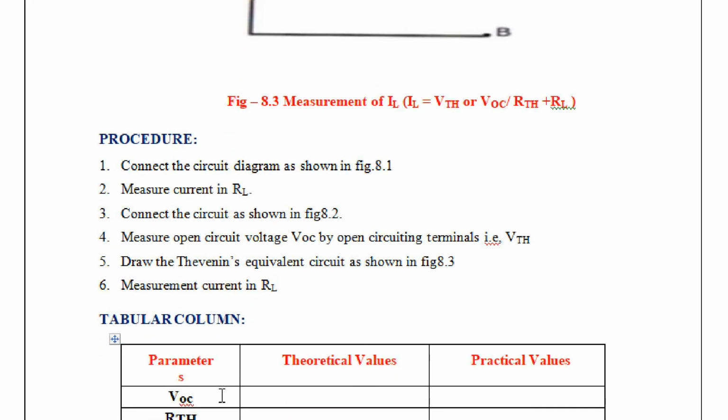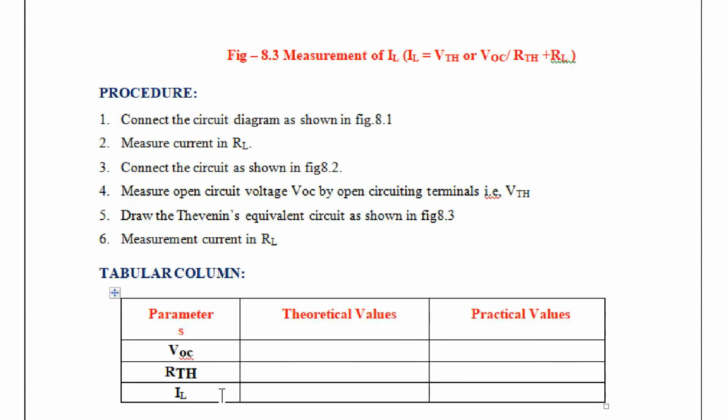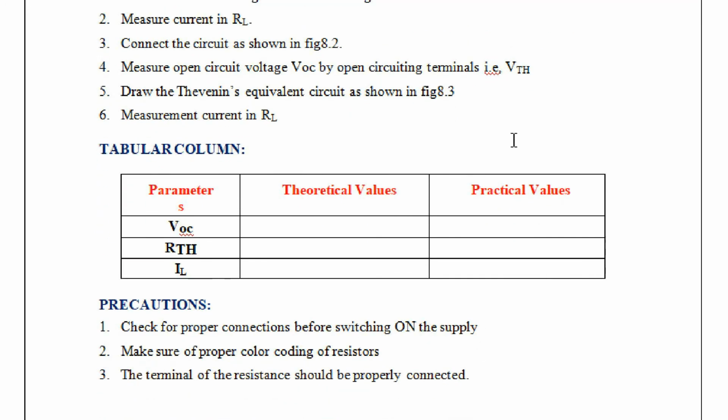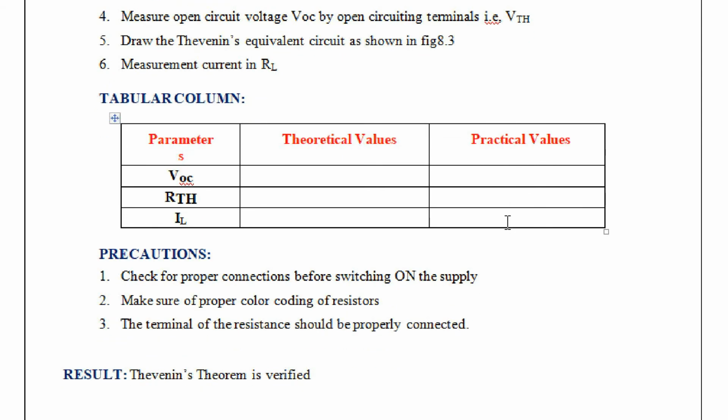The tabular column below shows the parameters VOC, that is your open circuit voltage, RTH, Thevenin's resistance, and IL, the load current. Here we need to fill in the theoretical values and practical values. After doing the experiment, let us fill the table with practical values. While doing the experiments, we need to take some precautions: check for proper connections before switching on the supply, make sure of proper color coding of the resistors, and the terminals of a resistance should be properly connected. So let us continue with the lab experiment.